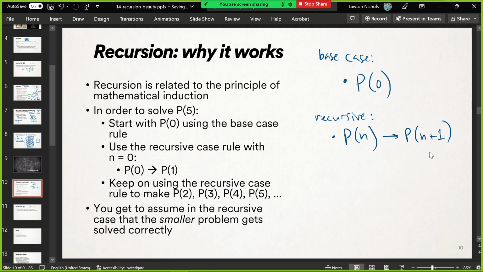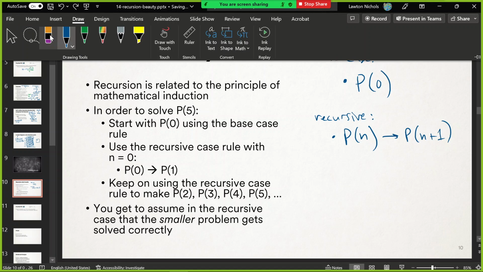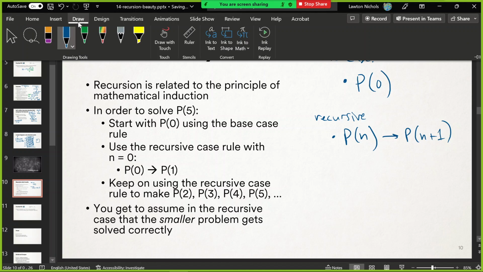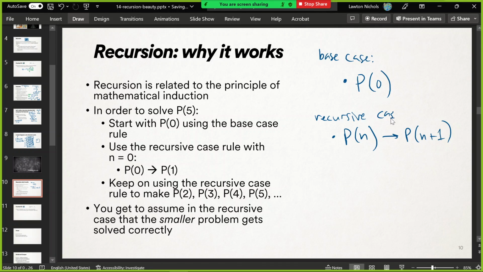It's kind of like an if-then statement. It really is logical implication. So you give me P of n, if I get P of n, then I can give you P of n plus 1. All right? And so that's how you would logically write what the recursive case is all about. And I should spell it out. It's not just recursive, it's recursive case. So that's your base case and that's your recursive case.